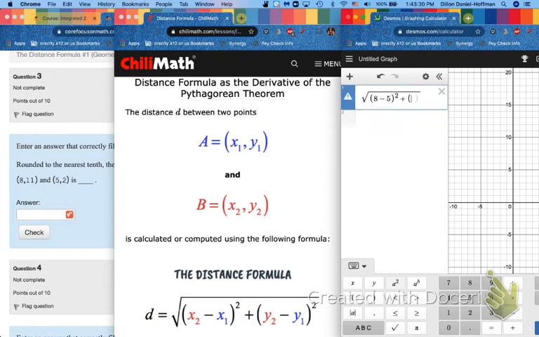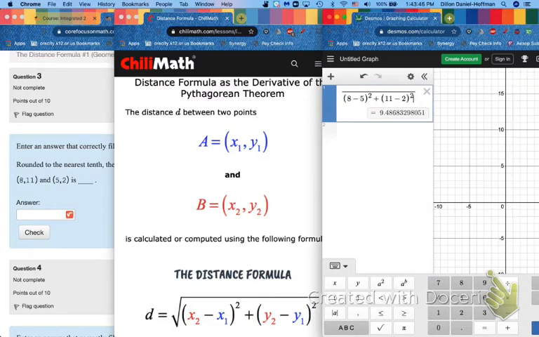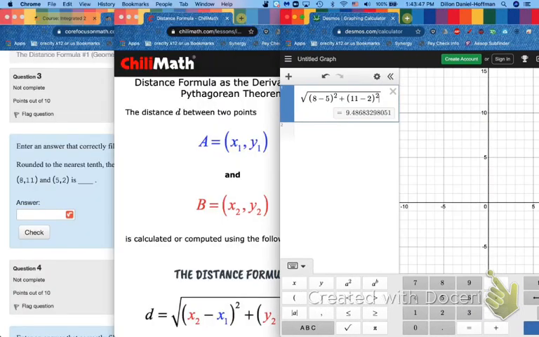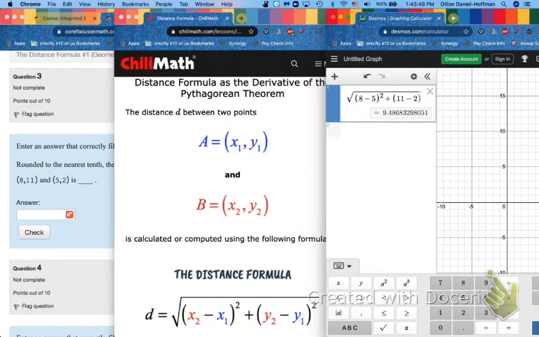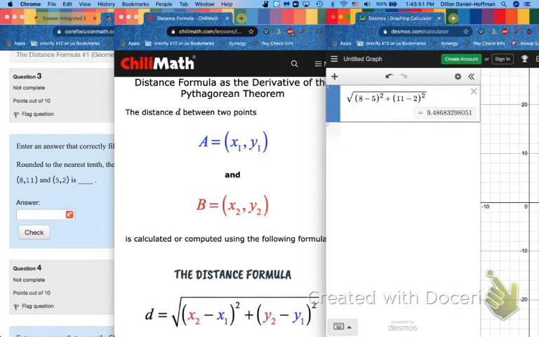And then I have parentheses, and I'm going to do the same thing with my y's. So my y's are 11 and 2. So 11 minus 2. And I have to put a squared on that too. It's a long formula, barely fits in. If I make this larger, does it? No. Can I make this? Yes. Okay, so I'm going to expand this out. I recommend doing that too. Make your graph shorter. We're not going to use it here.